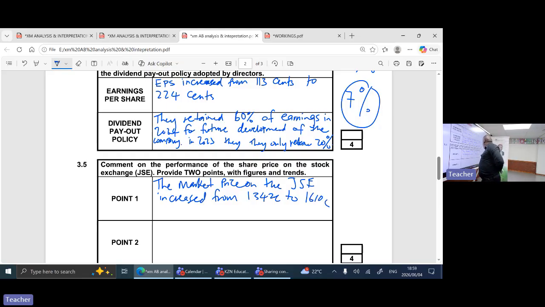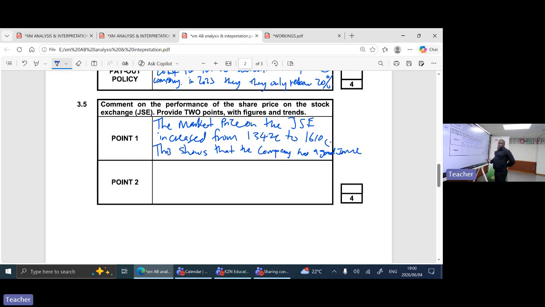Then you mention that this shows that the company has a good image. You can end there. Then the next one is where you can compare with the NAV, because there are 2 points.